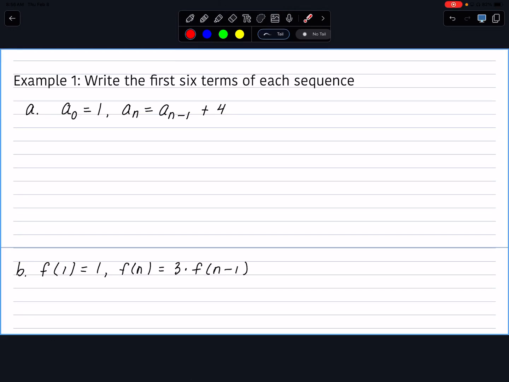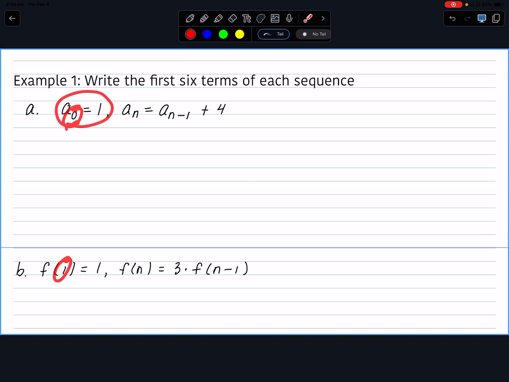Okay, we're asked to write out the first 6 terms of the sequence, and it's given to us recursively. So the first thing that they're always going to give us is they're going to tell us, where do you start? What's the very first term in your sequence? By the way, notice this one starts at term 0.